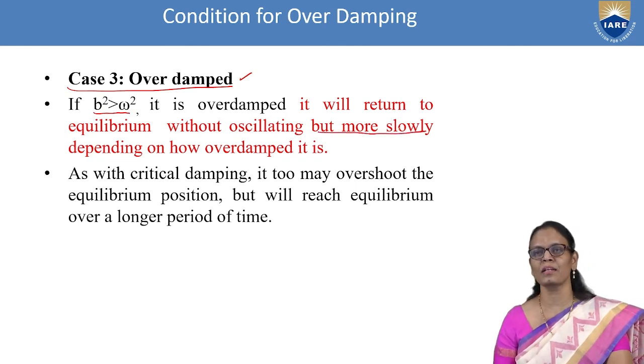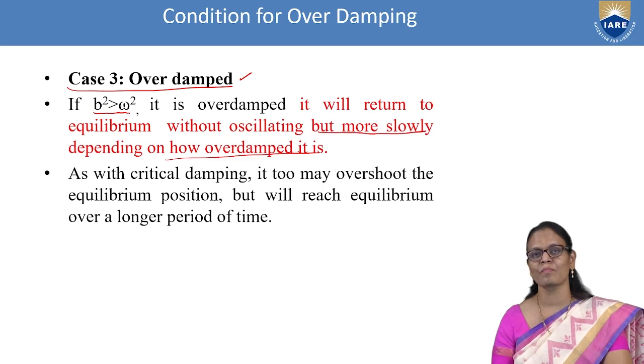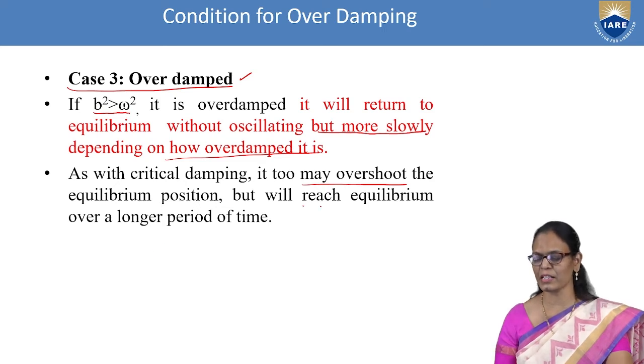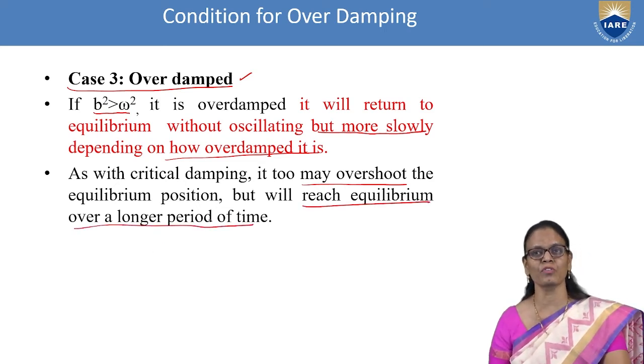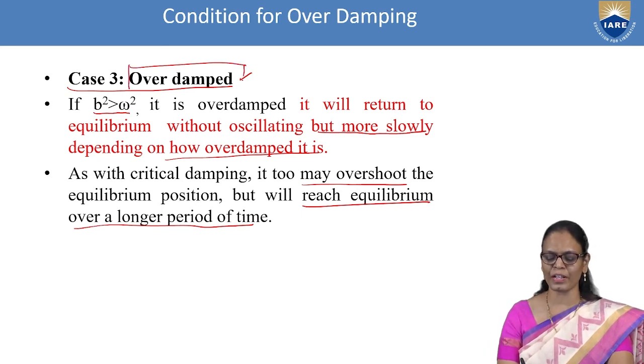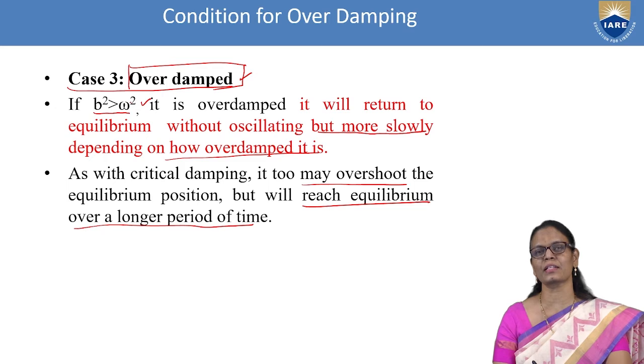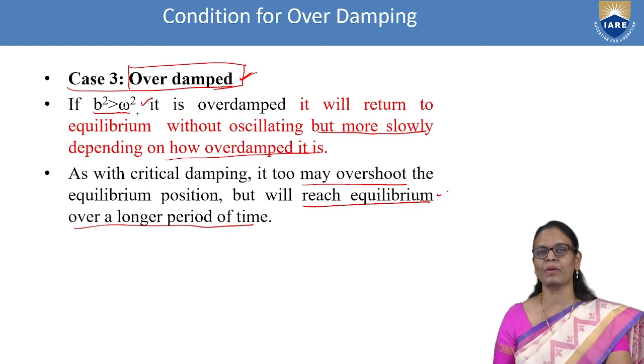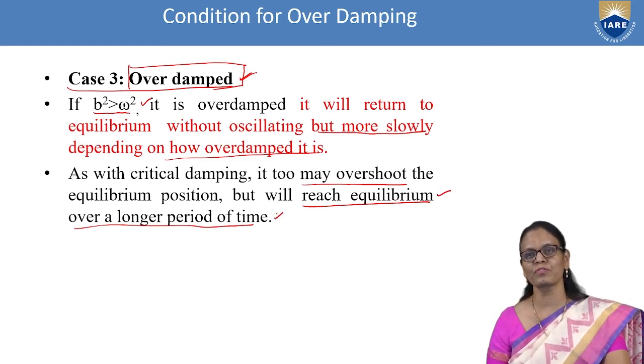It will come very slowly when compared to critical damping, because in critical damping it is coming to rest as quickly as possible. But here it takes time, and the amount of time it takes to come to rest depends upon how overdamped it is. And as with critical damping, it may also overshoot, but it will reach the equilibrium position over a longer period of time. So with overdamping, what we need to understand is the condition: if B square is greater than omega square, there will be overdamping, and it reaches the equilibrium over a longer period of time.